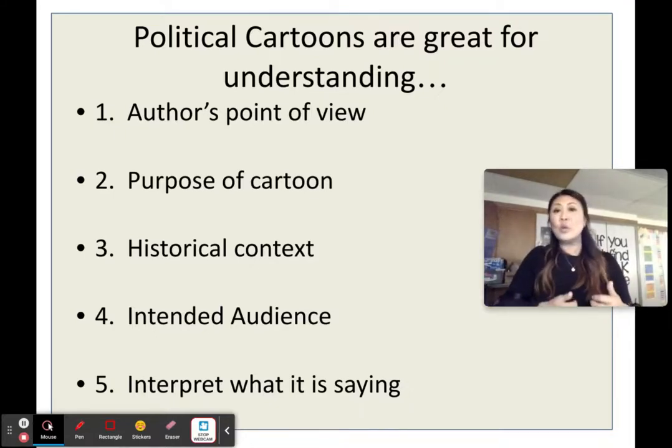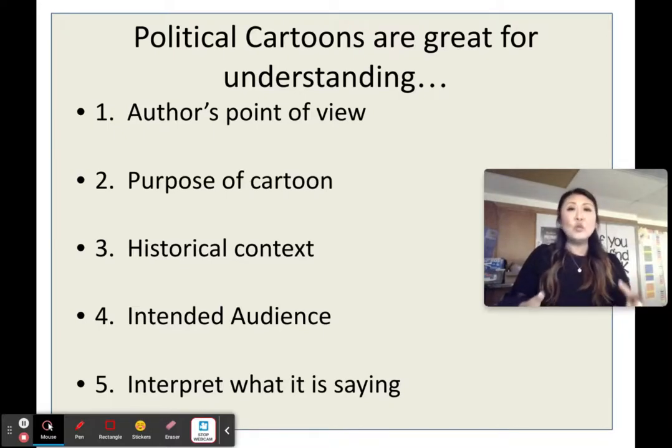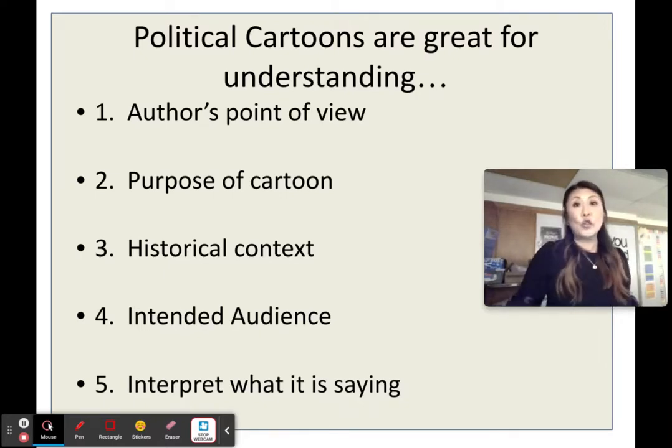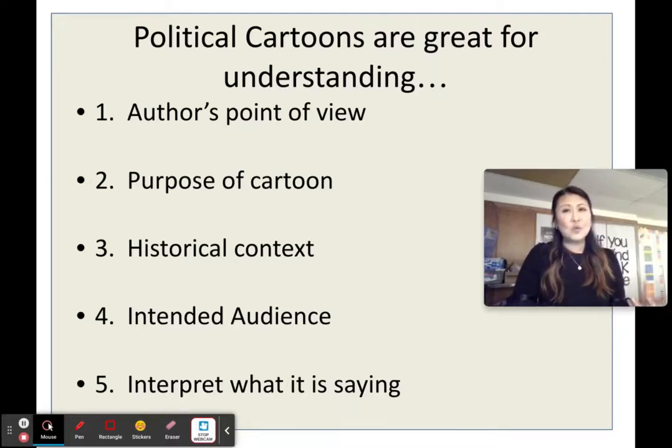The other great skill you're going to develop when studying a political cartoon is this ability to interpret. You have to infer the meaning of the political cartoon. It's not going to be spelled out and written there for you. You have to use the clues given in the cartoon to figure out what the cartoon is saying. A lot of people who struggle with inferencing or understanding author's point of view, or who might not have a lot of background knowledge on historical context, will struggle with understanding what a political cartoon is.